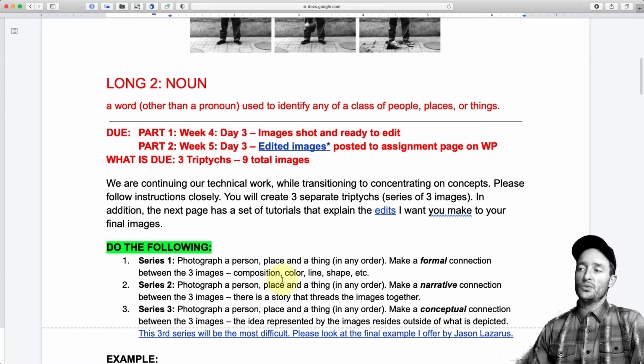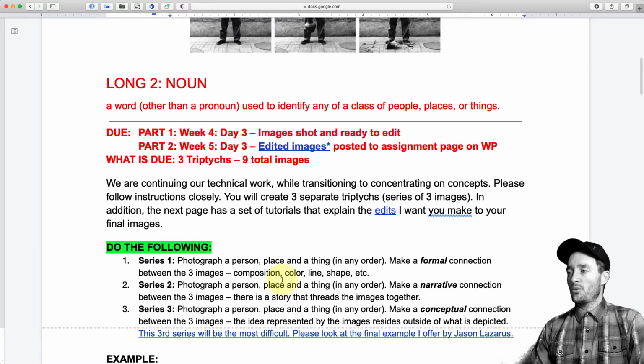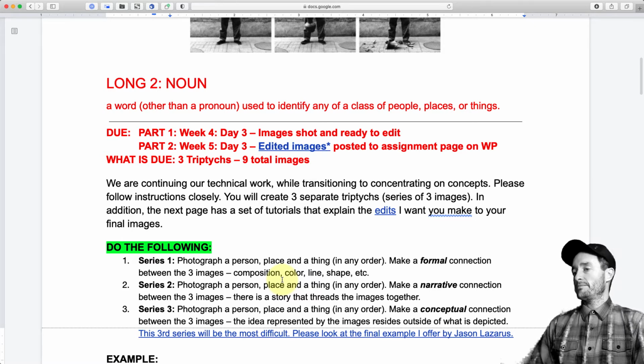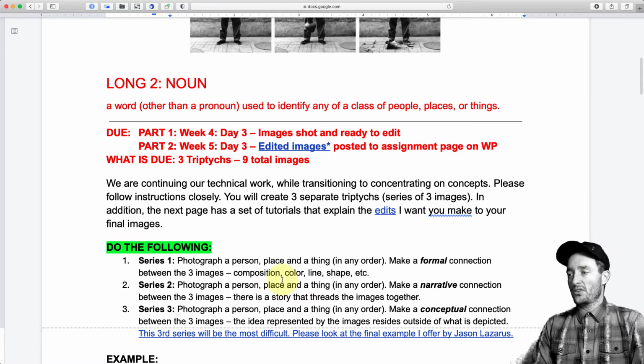Series 2 is again a person, place, or thing in any order. In this one, you're going to create a narrative, which in essence is a story, right? A thread that connects the images together using a story. The most traditional being a beginning, middle, end. Something like that: an introduction to a set of characters, maybe some kind of peak to a drama, and then a conclusion.